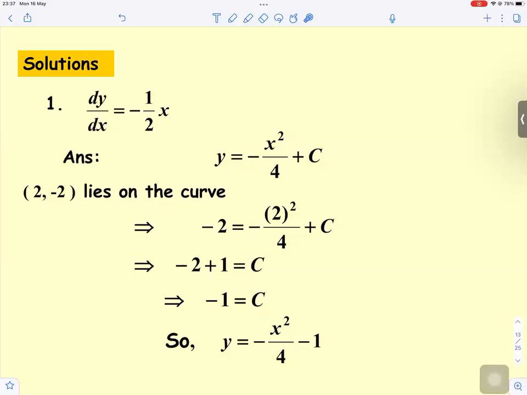Welcome back. For number 1, you have dy over dx equals to minus a half x. So you have y equals to, when you integrate, you add 1 to the power, it becomes x squared divided by the power, it becomes minus x squared over 4 plus c. Substitute y is minus 2 and x is 2. You get this next expression, which you simplify to get c to be minus 1. So you can write it as y equals to minus x squared over 4 minus 1.